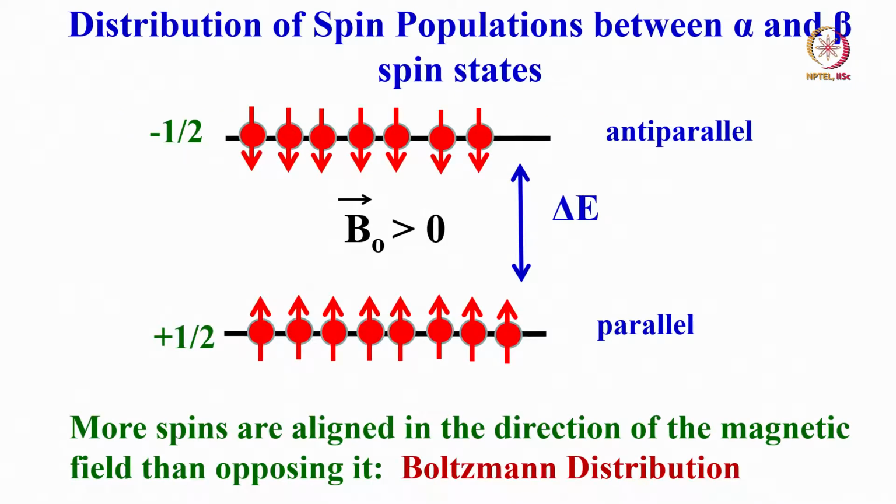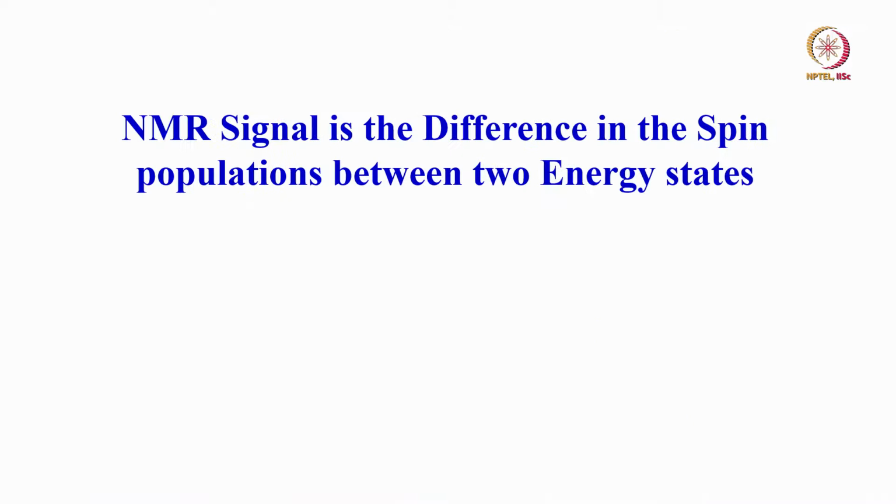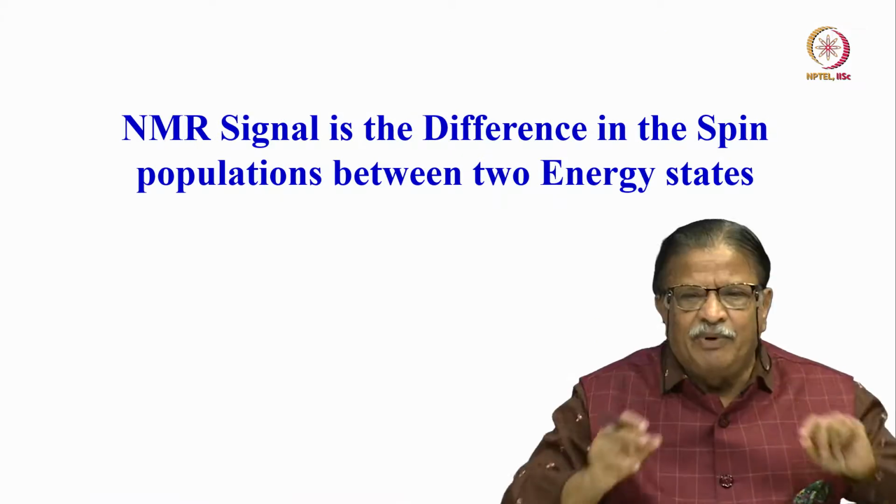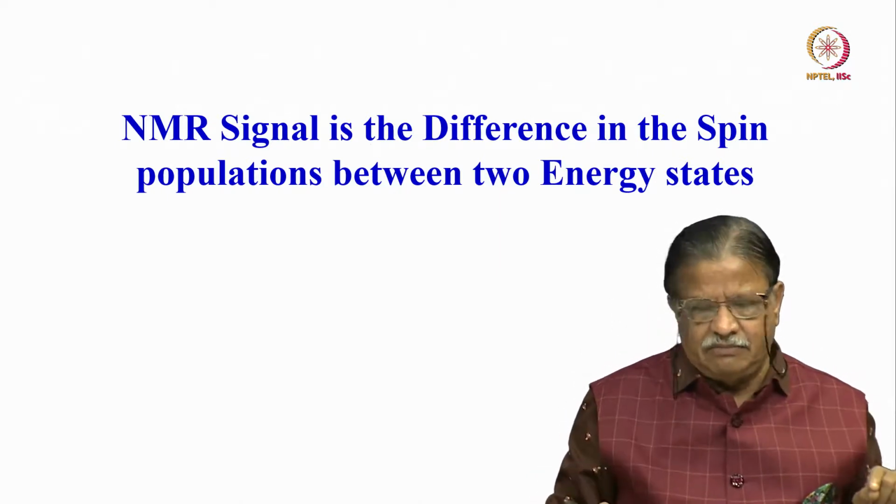The NMR signal, what you are going to detect here, is the difference in the spin population. If both of them are equal, what will happen? Population difference is 0. That means you do not see a signal. There must be a difference in population, only then you can see the signal. So the NMR signal is the difference in the spin population between two energy states.